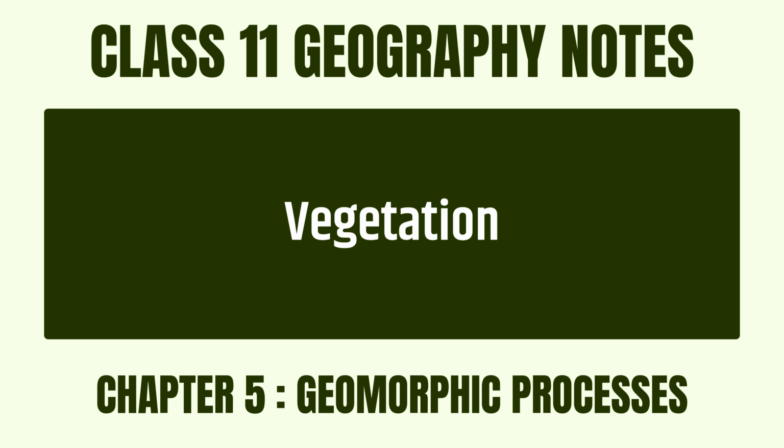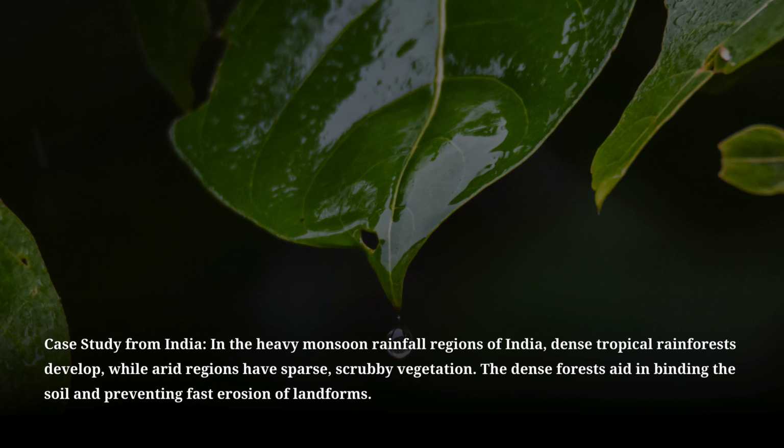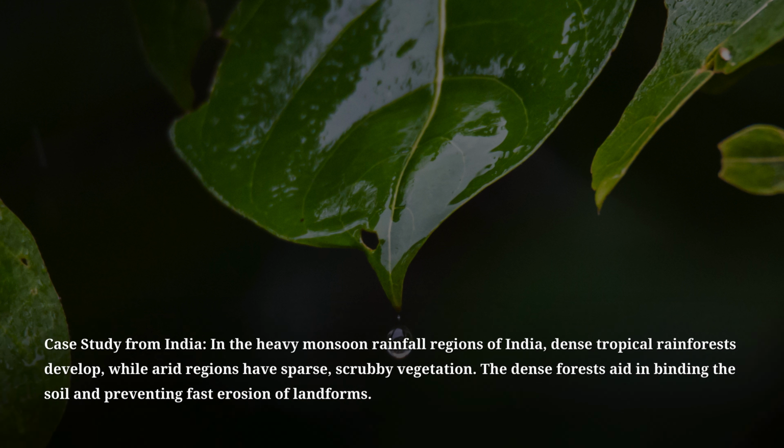Now, let's learn about vegetation. Vegetation refers to the plant cover in an area, including crops, trees, shrubs, and other types of plants. Its density, type, and distribution are controlled by factors like temperature, precipitation, and soil quality. The vegetation, in turn, influences landforming processes. For example, in India, in the regions with heavy monsoon rainfall, dense tropical rainforests develop. In contrast, arid regions have sparse, scrubby vegetation. The dense forests play an important role in binding the soil, which helps prevent the fast erosion of landforms.